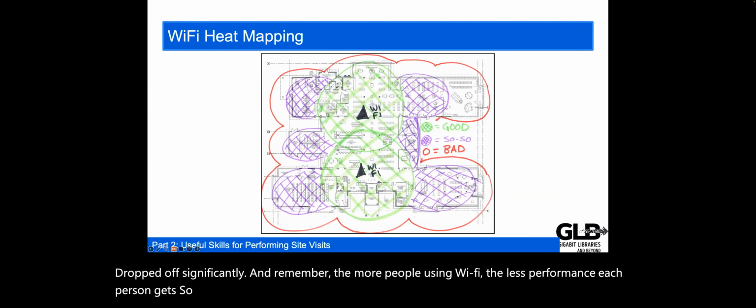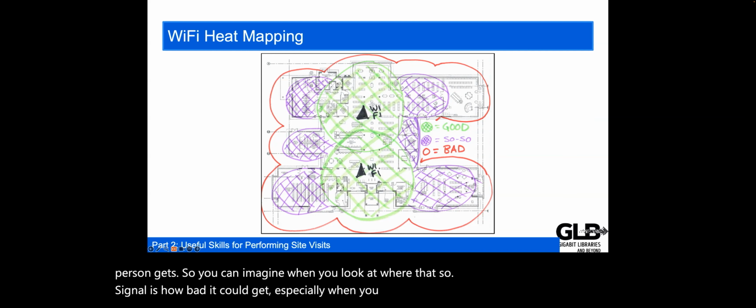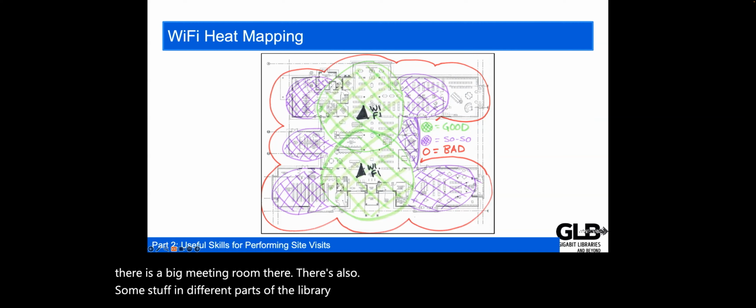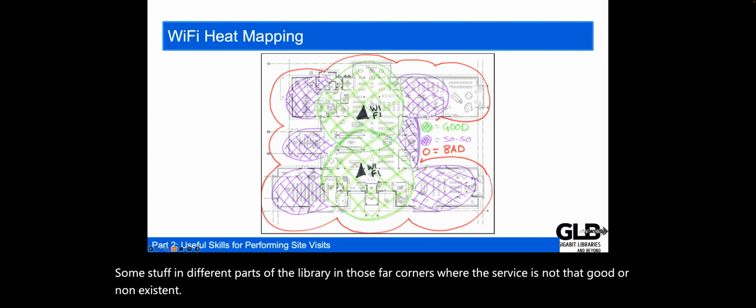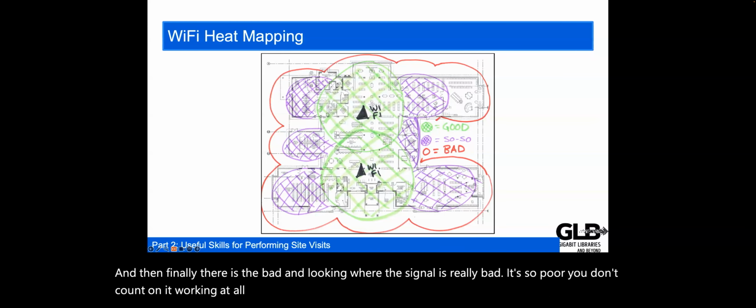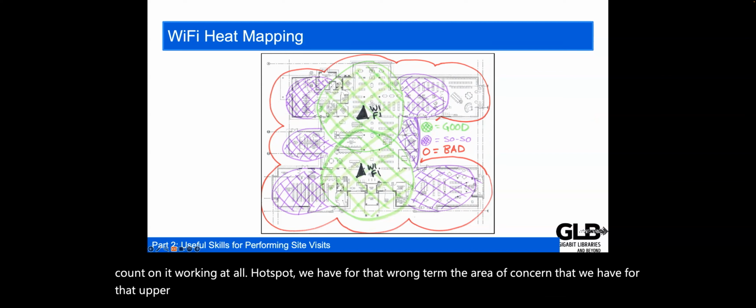So you can imagine when you look at where that so-so signal is, how bad it could get, especially when you look in the lower left-hand corner and see that there is a big meeting room there. There's also some stuff in different parts of the library in those far corners where the service is not that good or non-existent. And then finally, there is the bad, where the signal is really bad. It's so poor you don't count on it working at all. The area of concern that we have for that is the upper right-hand corner, where we just have bad coverage.